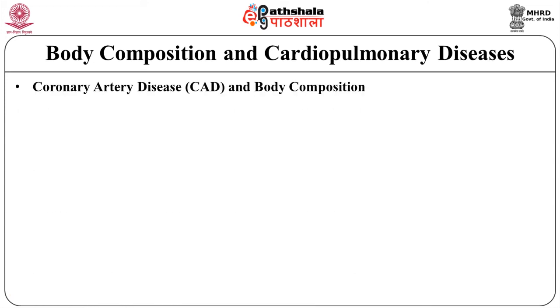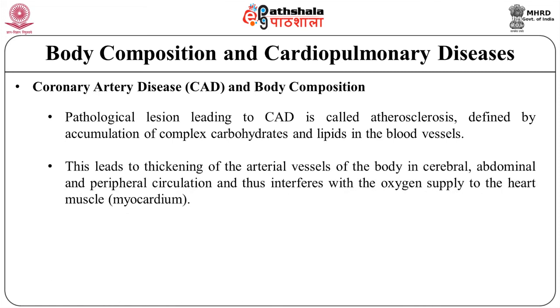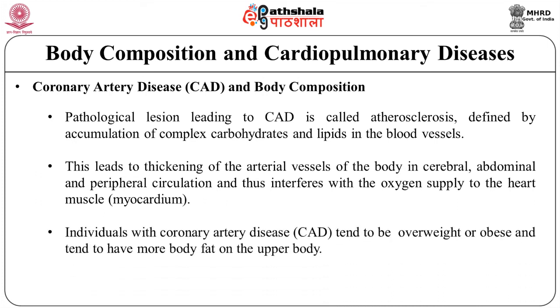Now, coronary artery disease, commonly called CAD, and body composition. The pathological lesion leading to CAD is called atherosclerosis, defined by accumulation of complex carbohydrates and lipids in the blood vessels. This leads to thickening of the arterial vessels of the body in cerebral, abdominal and peripheral circulation, and thus interferes with the oxygen supply to the heart muscles, the myocardium. Individuals with coronary artery disease tend to be overweight or obese and tend to have more body fat on the upper body part.